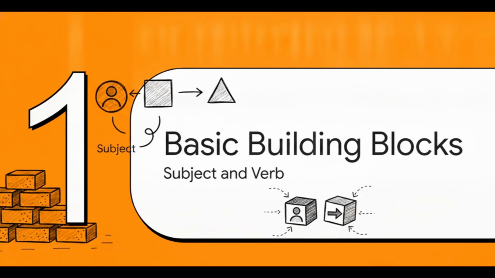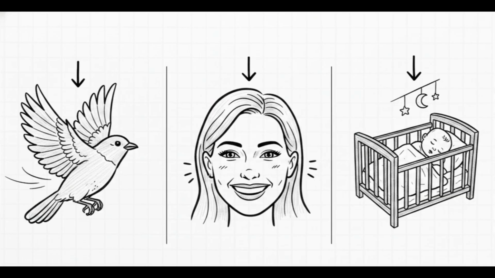All right, Section 1. The basic building blocks, the subject and the verb. So if you caught our previous explainers, you probably remember this golden rule. Every single complete English sentence needs at least a subject and a verb to actually make sense. The subject tells us who or what the sentence is about, and the verb tells us what that subject is doing. For example, birds fly, Emma smiles, the baby sleeps. These are all complete, grammatically correct sentences because they have that core foundation, a subject doing an action.